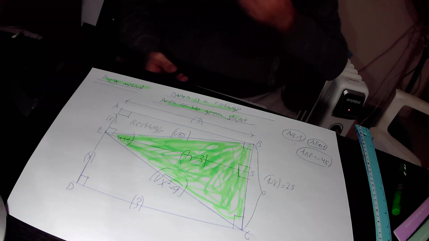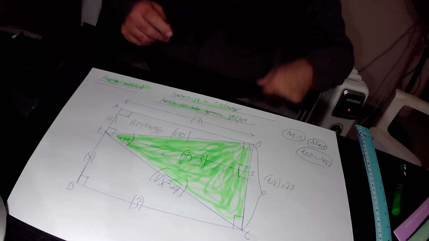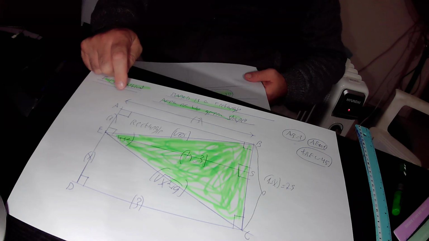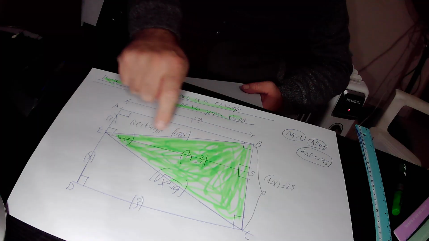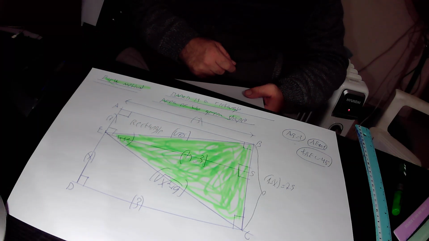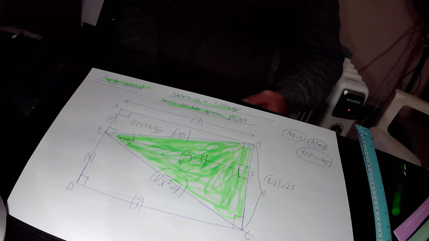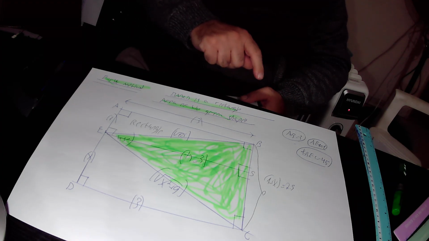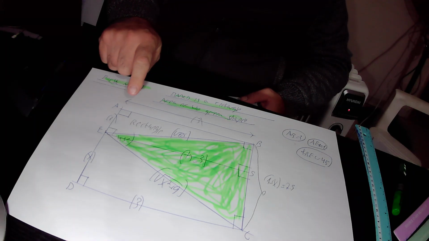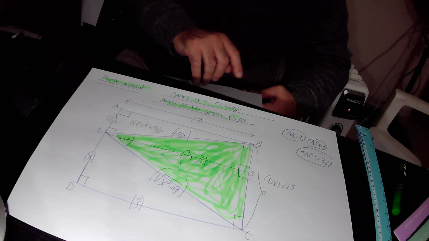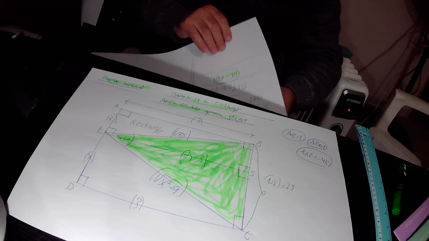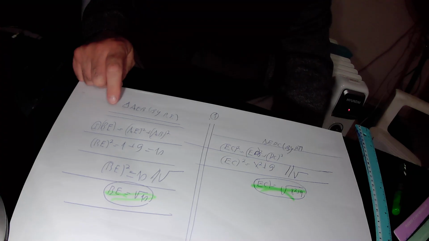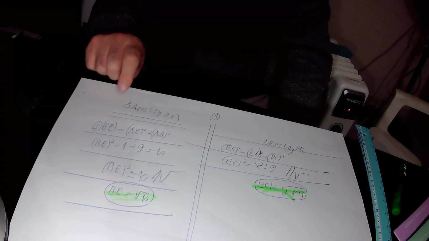And in the next step, we apply the Pythagoras theorem on this right triangle ABE. According to the Pythagoras theorem, in a right triangle, the square of the hypotenuse equals the sum of the squares of the other two sides. So in this right triangle ABE, BE squared, the square of the hypotenuse, equals AE squared plus AB squared.